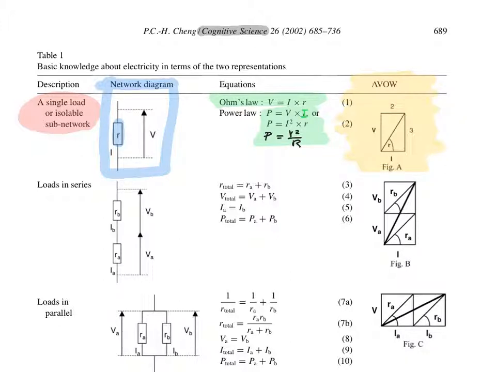And so let's think about this for a minute. It has a height V, okay? Same as over here, a height V for voltage. And it has a width I for current.